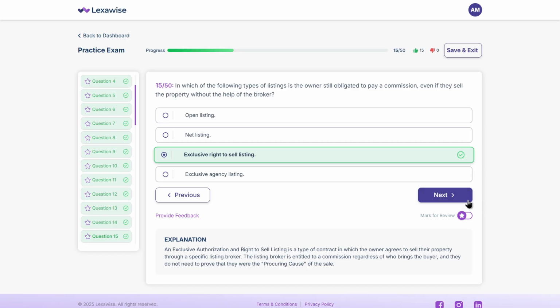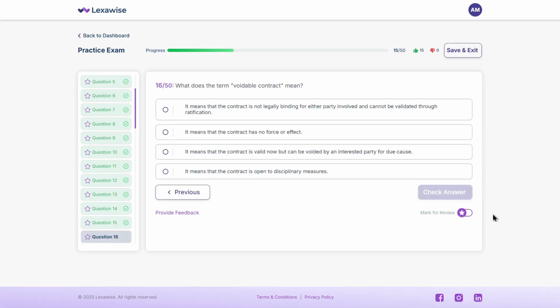Let's move on. What does the term voidable contract mean? A. It means that the contract is not legally binding for either party involved and cannot be validated through ratification. B. It means that the contract has no force or effect. C. It means that the contract is valid now but can be voided by an interested party for due cause. D. It means that the contract is open to disciplinary measures. Think this through.